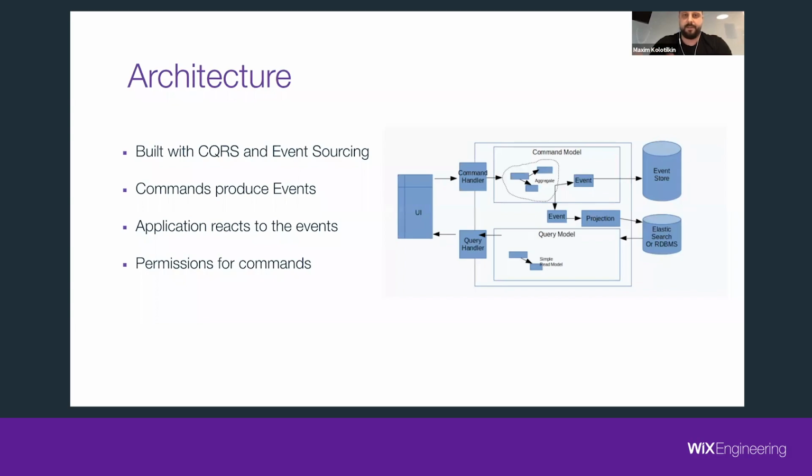Basically, the client, which is the UI, sends commands to the application server. The application server receives those commands, handles them, and produces some events. Based on those events, we have some business logic inside. We've also implemented permissions based on these commands. Some users are not allowed to send some commands. Basically, they can send, but the application server will check if this user can send this command. A little bit later, I will show you how it looks in the app.